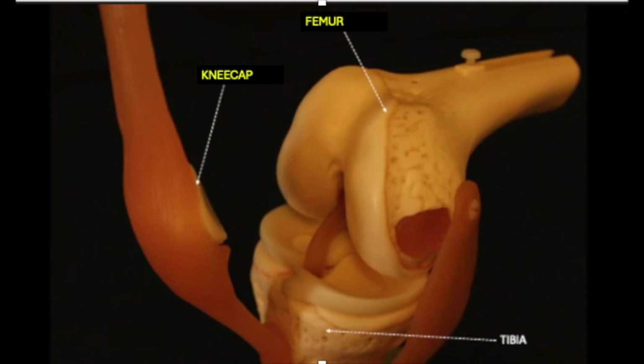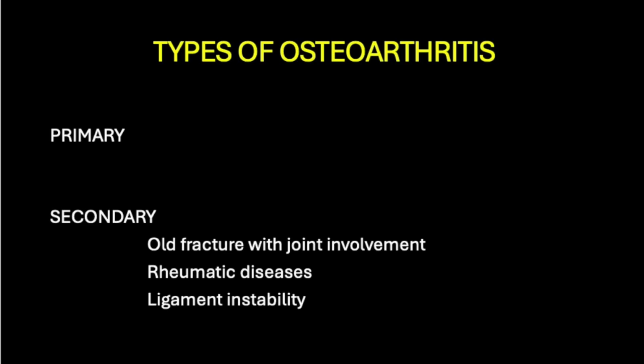Surgery is performed in cases of severe joint degeneration, commonly known as osteoarthritis. Osteoarthritis can be primary, which means not linked to a specific cause other than advanced age, and often affects other parts of the body such as the hip or fingers, or it can be secondary. In the latter case, it can be related to an old fracture that affected the surface of the cartilage, or a rheumatic disease, or chronic instability due to an old knee ligament injury.